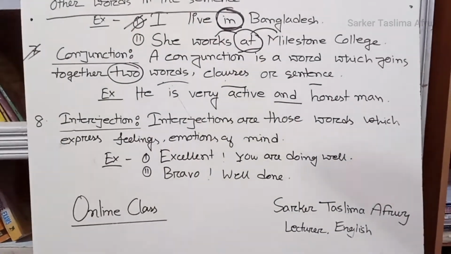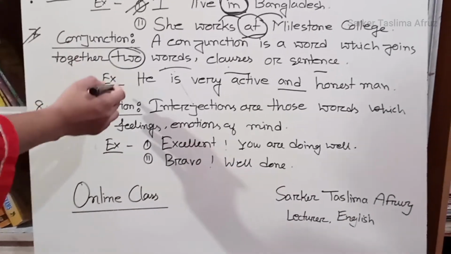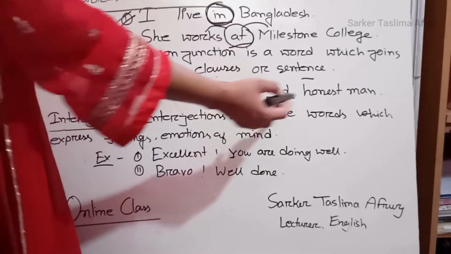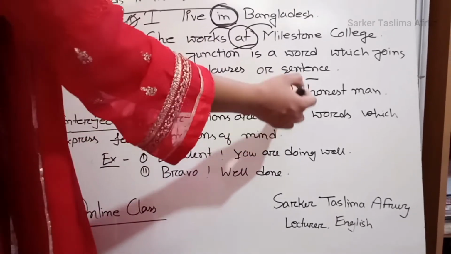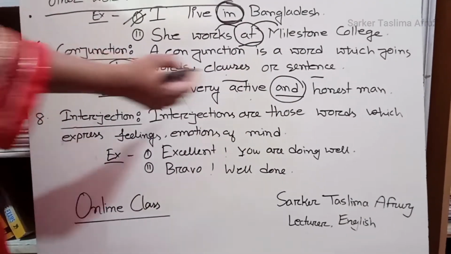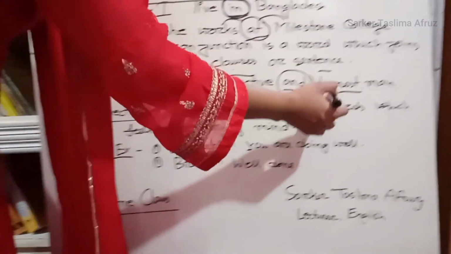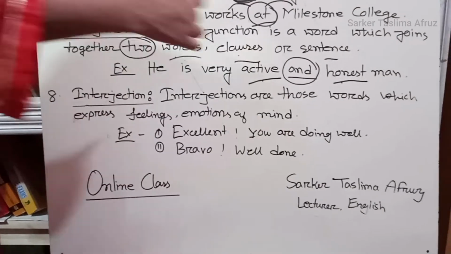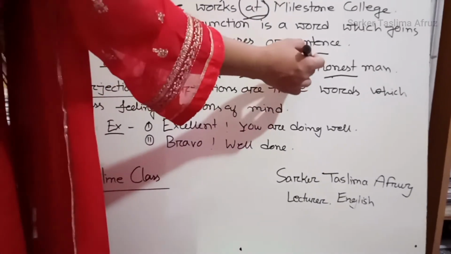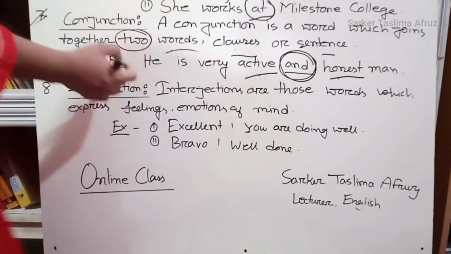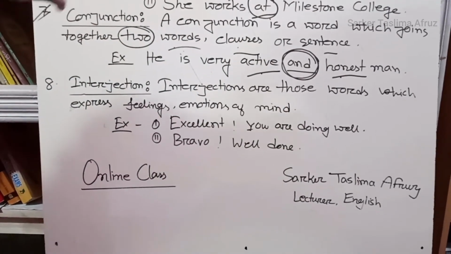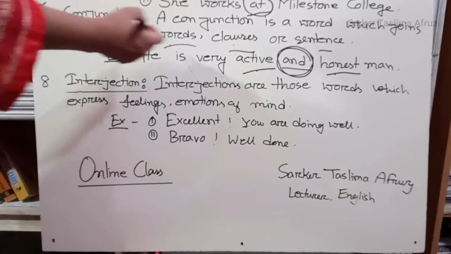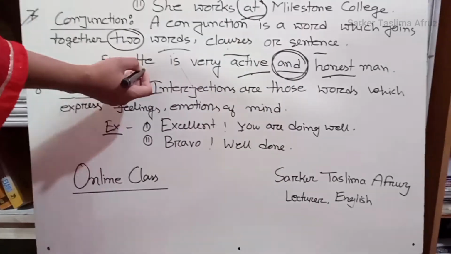Yes, dear students, here is an example for you. You can see, he is very active and honest, and this is a conjunction. You can see here are the adjectives, active and honest. I link these two words by using a conjunction. So it helps us to make a bridge joining together two words, clauses or sentences.